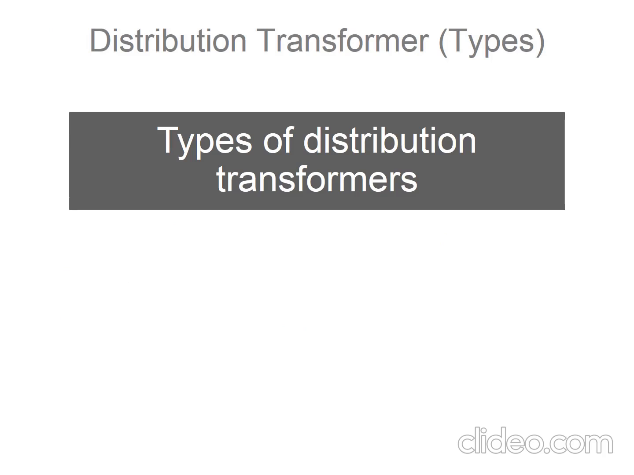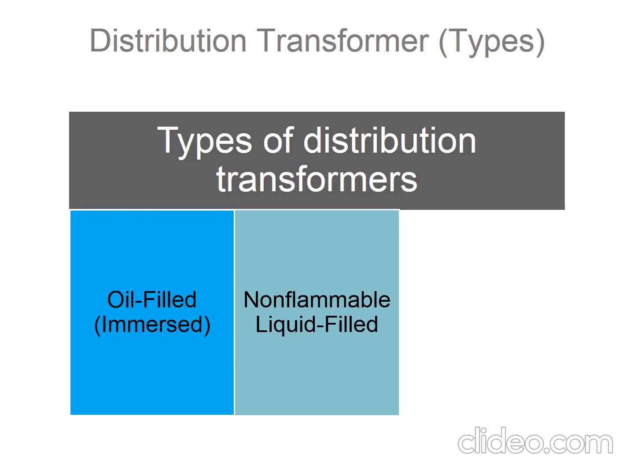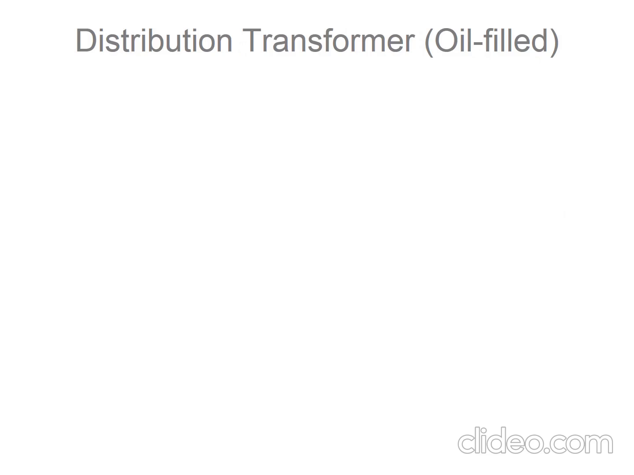So we continue with distribution transformer types. The types of distribution transformer: the first one is oil-filled immersed, then non-flammable liquid filled, and dry types. First, we go to oil-filled.